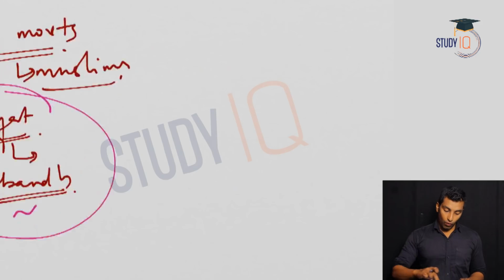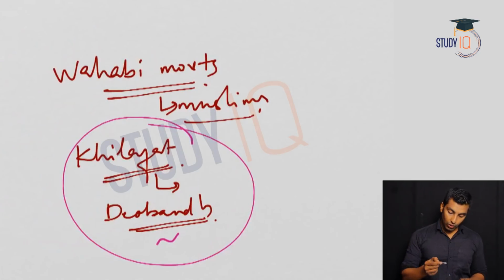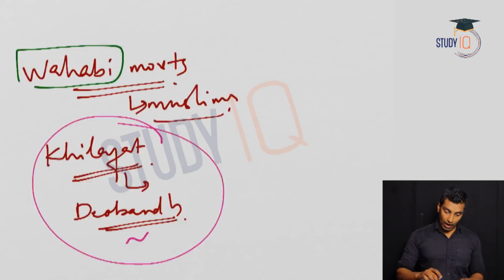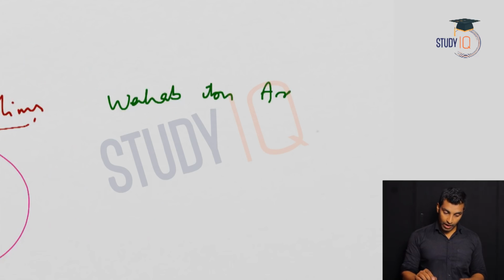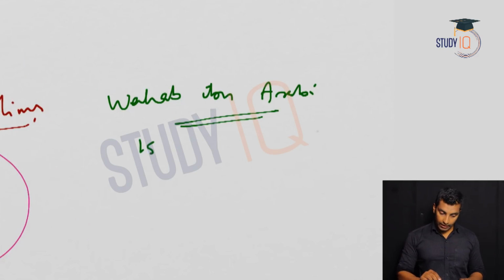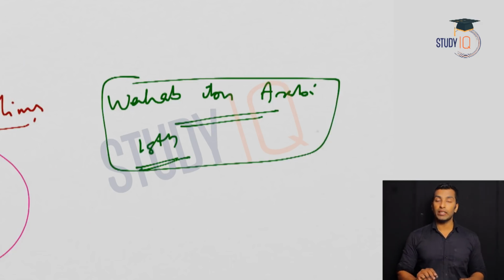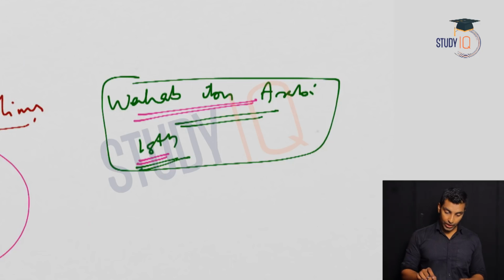Okay. Now how did this word Wahhabi come? Wahhabi is actually derived from a person whose name is Wahhab ibn Arabi. He lived in 18th century Arab, now in Saudi Arabia. Okay, so the Wahhabi movement is basically named after this person, Wahhab ibn Arabi, who lived in 18th century Arab.